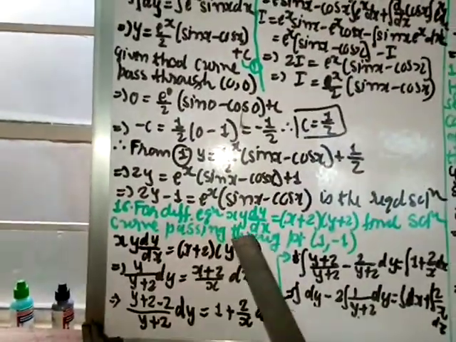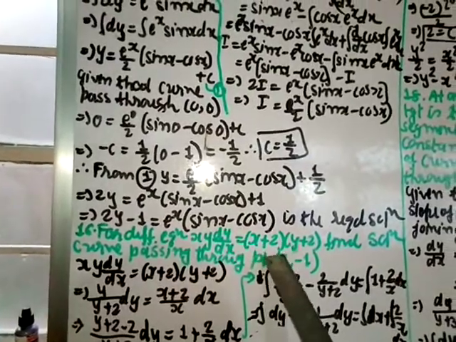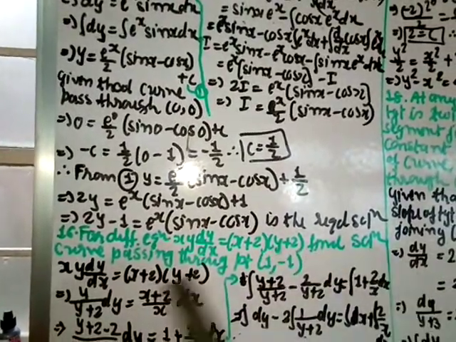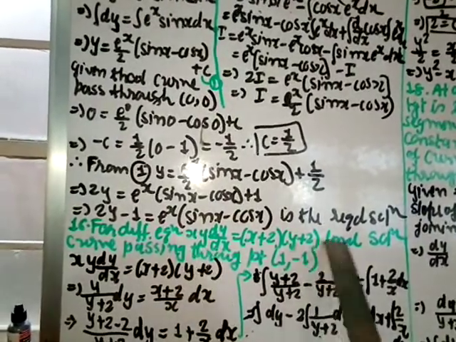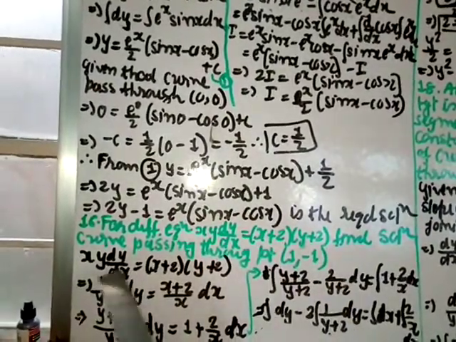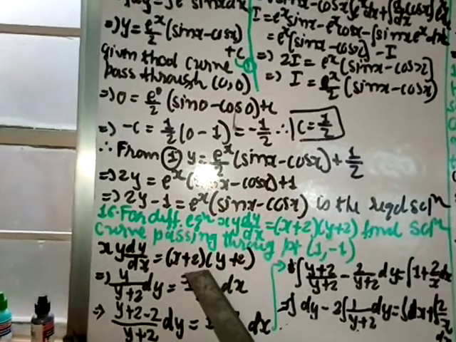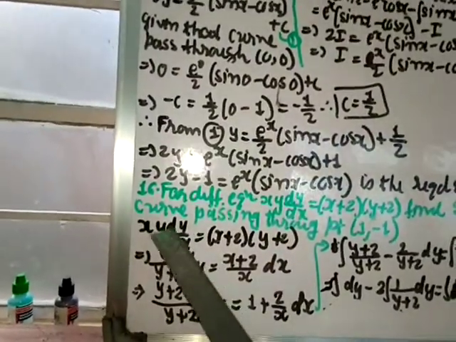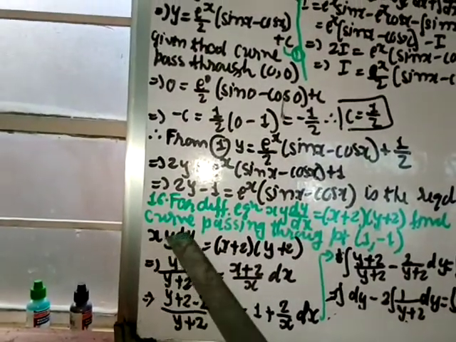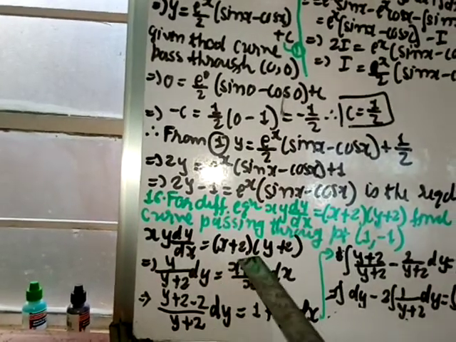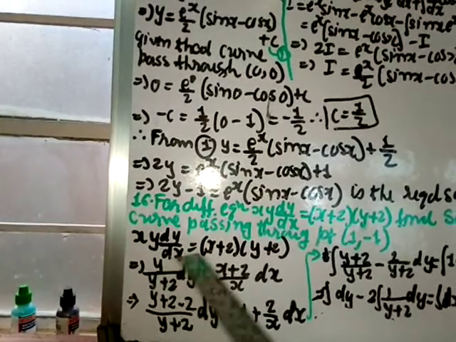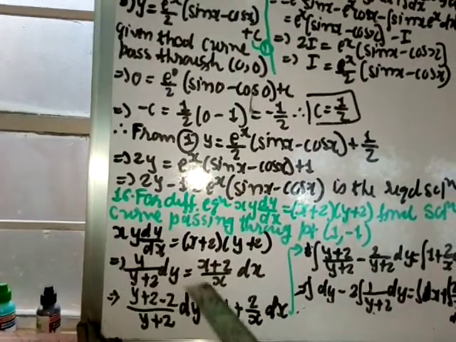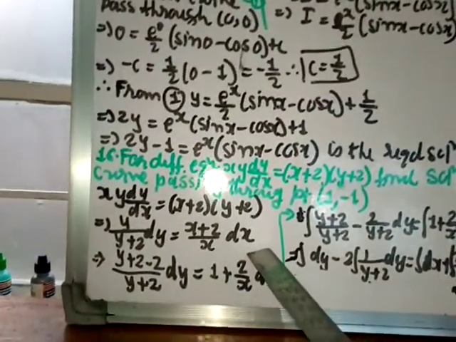Question number 16. Find the solution of the differential equation xy dy by dx is equal to (x plus 2) into (y plus 2). Find the solution curve passing through the point (1, minus 1). So this differential equation is given. Okay, you write it here, and then you have to separate the variables, with the y, dy terms and with the dx, x terms. So y dy keep here, and this y plus 2 transfer here, it will go in the denominator, equal to this x; and dx transfer here. So x plus 2 is here, x will go in the denominator and dx will go in the numerator.